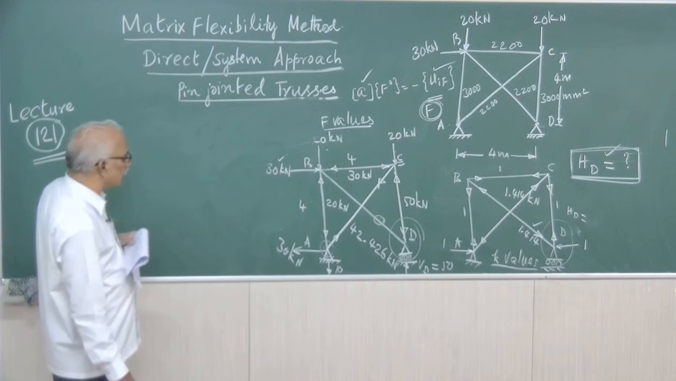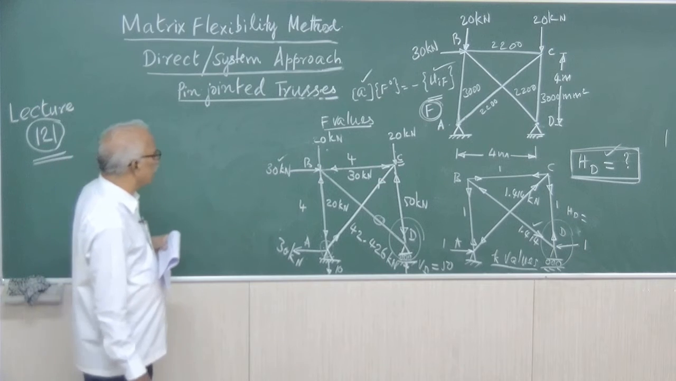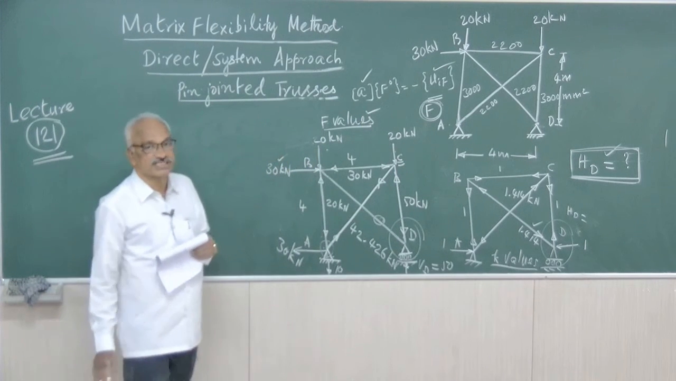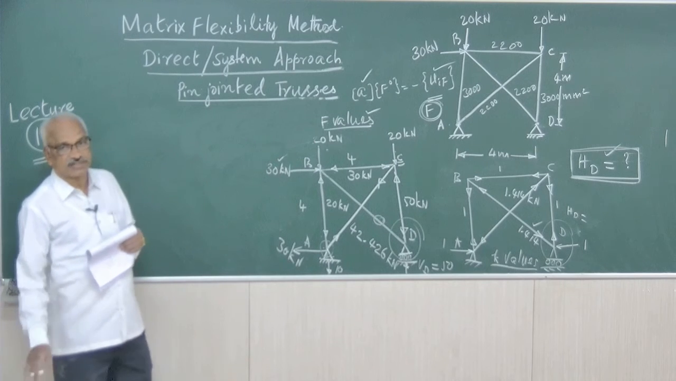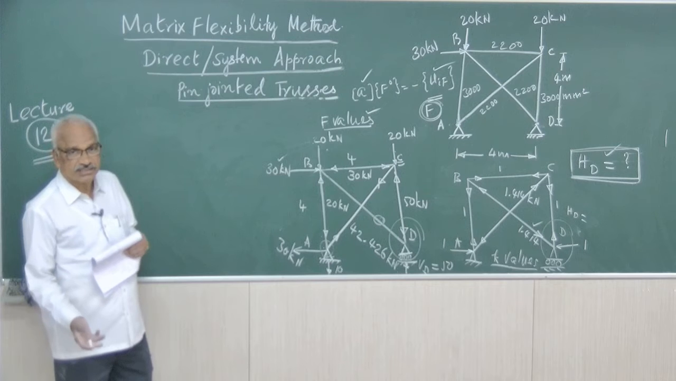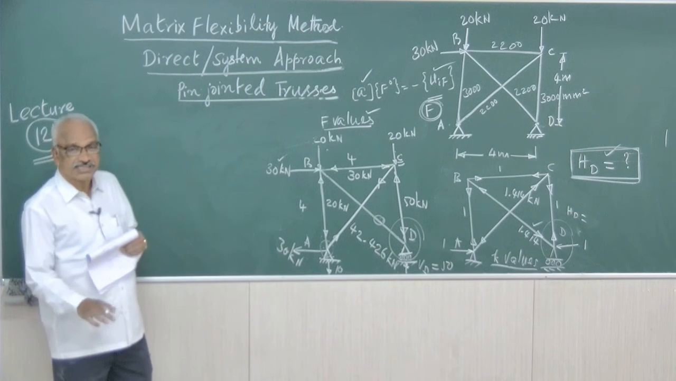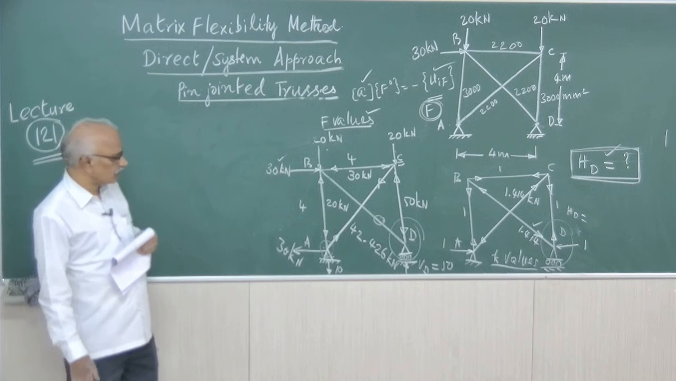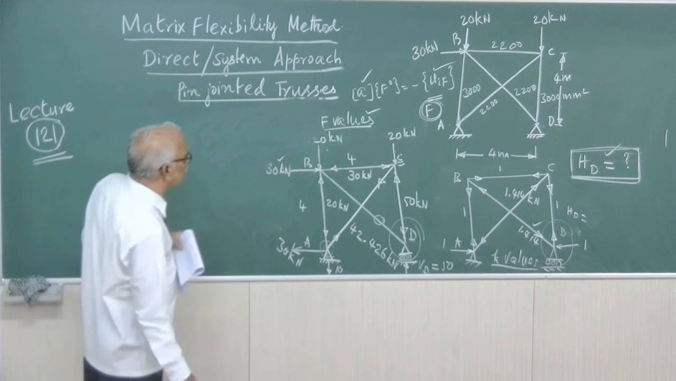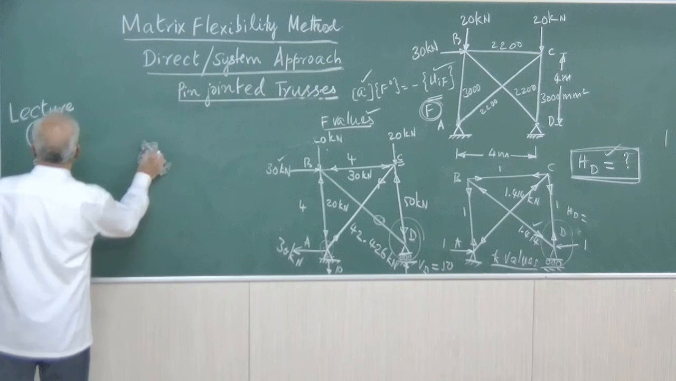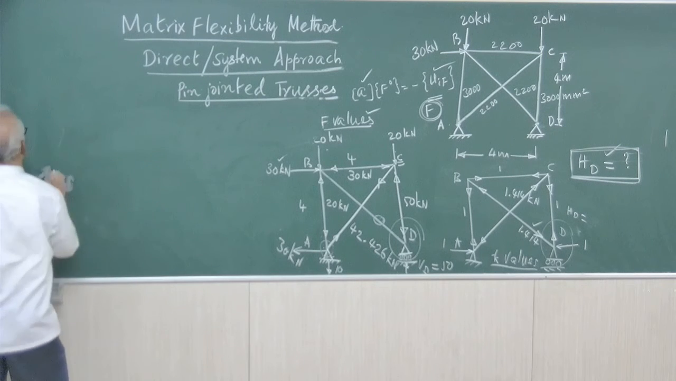So, one is due to the external force, that will give you F values, external force on the primary structure, analysis by method of joints. Then redundant force on the primary structure, forgetting about the external force. That will give you the values of K. Now we can just go for the tabulation.